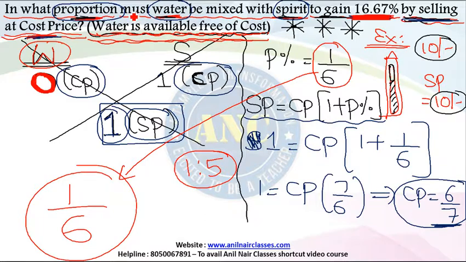But if the first parameter is available free of cost, then there is a one-second answer: whatever profit percentage is given, convert it to a fraction, and that will be your answer in terms of ratio. Suppose the profit percentage is 37.5%. 37.5% is nothing but 3 by 8. Your final answer in that case would have been 3:8. I hope you are understanding the logic, sir.